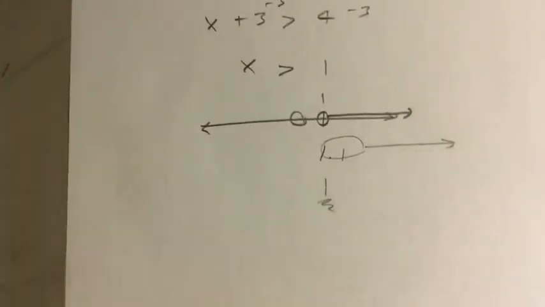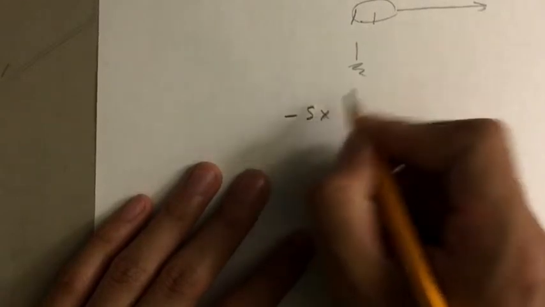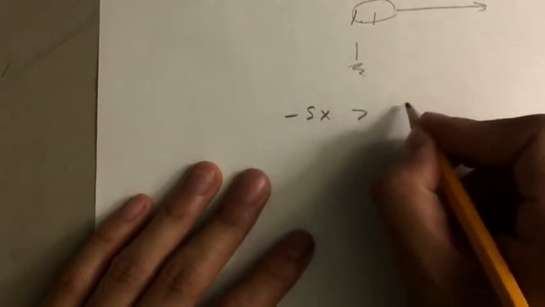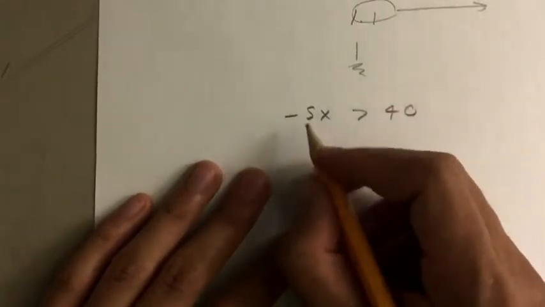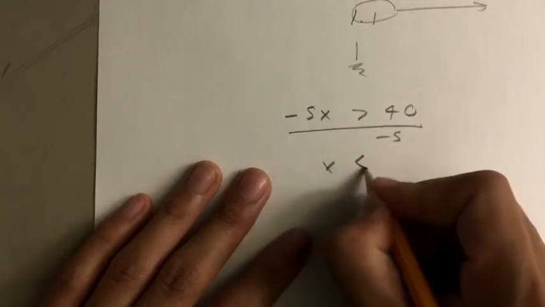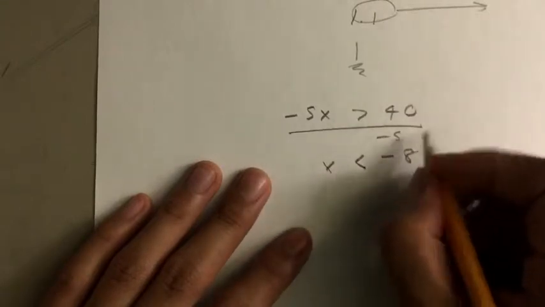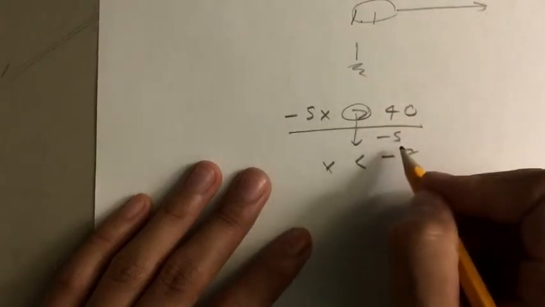Now, something important you need to know is when you're multiplying or dividing by a negative number, when you're solving these equations, you have to flip the inequality. And what do I mean by that? Well, here's an example. Negative 5x is greater than 40. So how do I do this? Well, you gotta divide by negative 5. So we have x is less than negative 8. And we flipped this because we divided by a negative number.